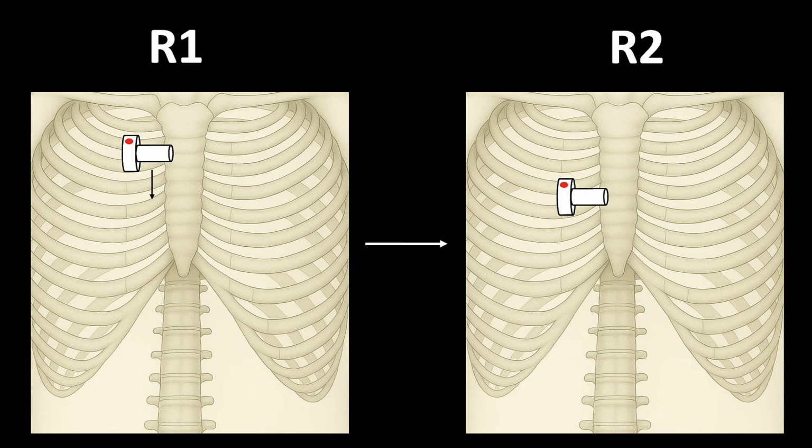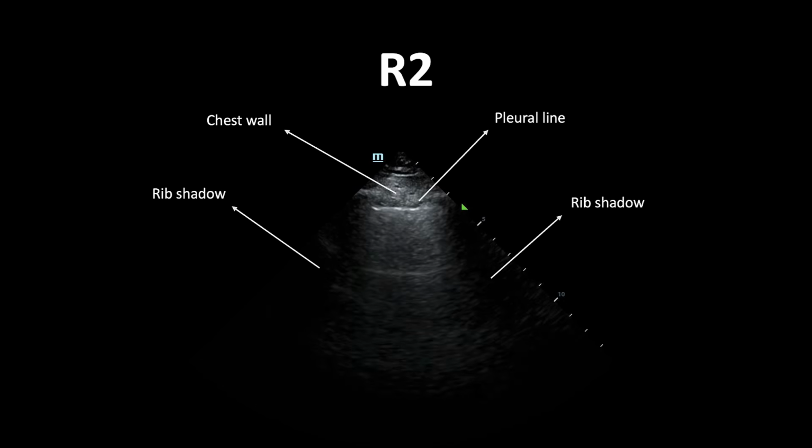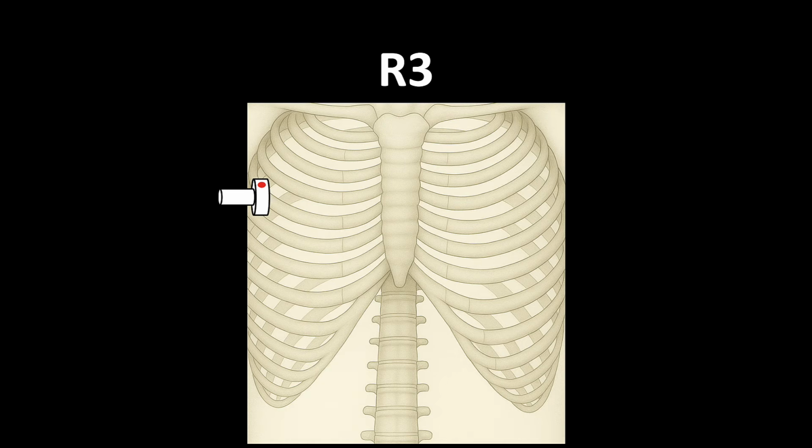R2 is obtained in a similar manner to R1, but it is simply slightly lower down on the chest. From the R1 position, slide down to the fourth intercostal space in order to obtain R2. In normal lung, you will see the exact same view as you did with R1, and the findings will be interpreted similarly. Next, interrogate the lateral lung fields.